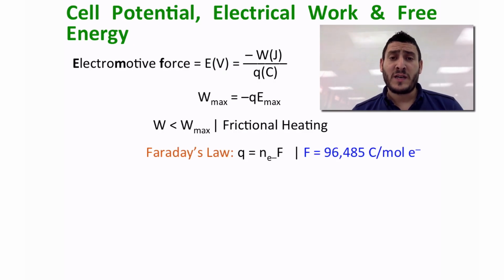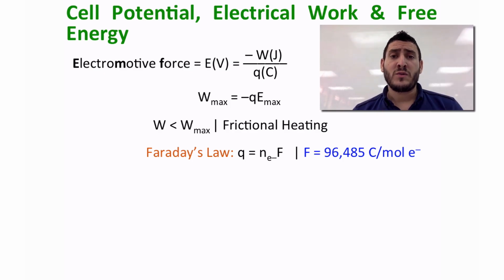The charge can be calculated by knowing the amount of electrons, or number of moles of electrons, passing through the wire and using Faraday's constant. And therefore, Q is equal to the number of moles of electrons multiplied by Faraday's constant. Faraday's constant states that the charge of 1 mole of electrons is equal to 96,485 coulombs.